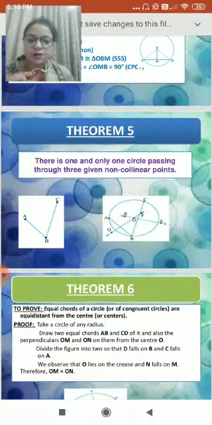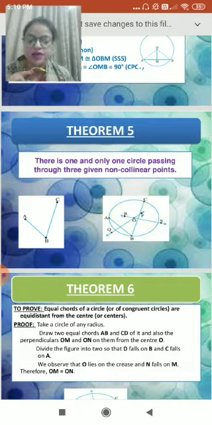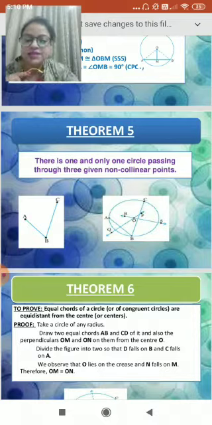Quickly moving to theorem number 5: there is one and only one circle passing through three given non-collinear points. Collinear means lying on a straight line, and non-collinear means not lying on a straight line. So this theorem states that if you take any three non-collinear points and draw a circle through them, you will get only one circle. You can see A, B and C, these are three points, and when you draw a circle passing through the three points, you get just one circle. So this is theorem number 5.